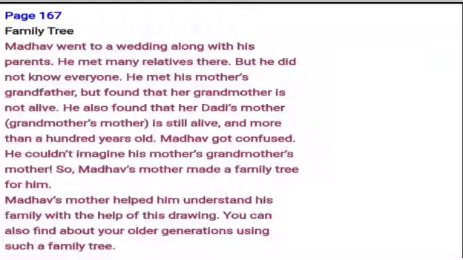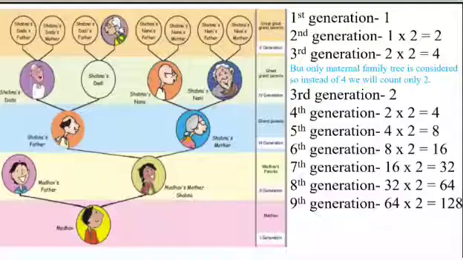Madhav's family tree has been given, where he went to his mother's relatives' place for a wedding, and all the relatives were coming. When he was introduced to many of his mother's relatives, he was not able to recognize how they were related, how his mother's mother and grandparents fit in. So to explain it to him clearly, Madhav's mother drew this family tree.